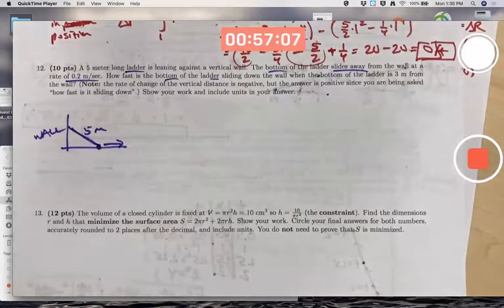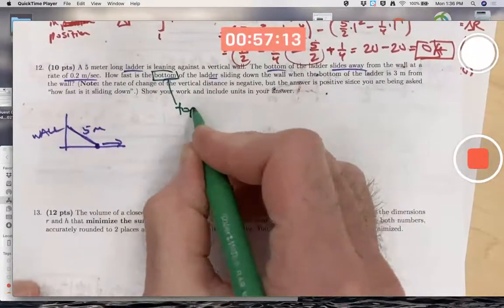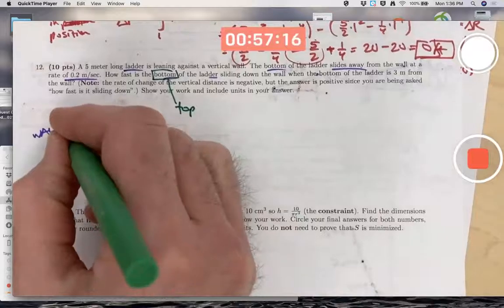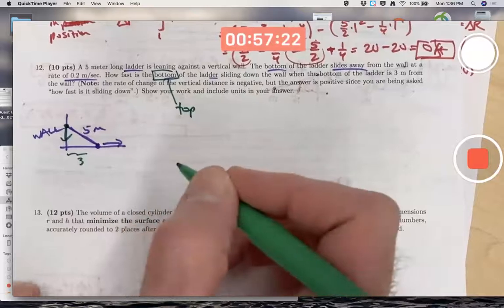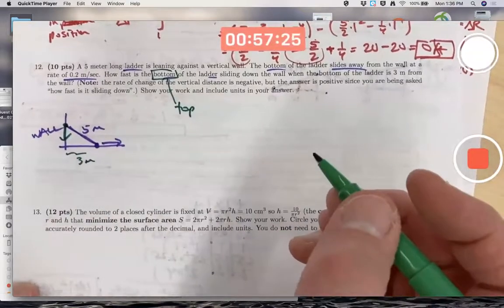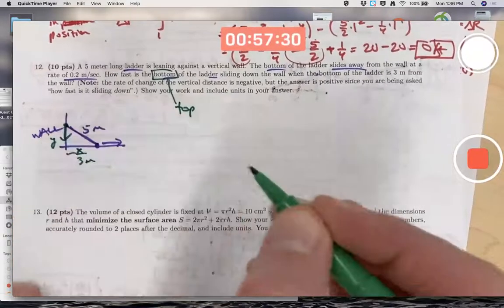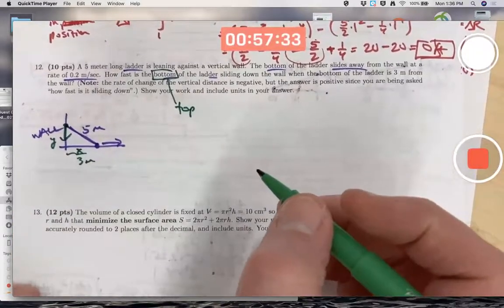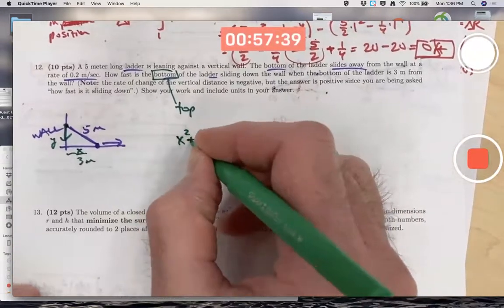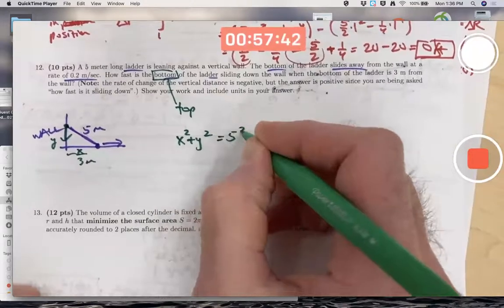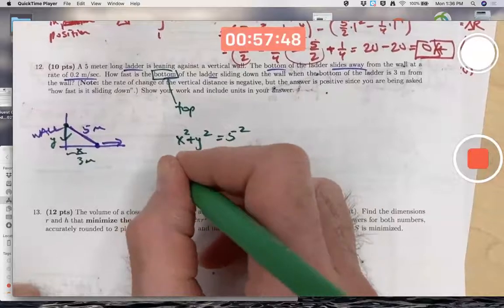There's a typo here. It should be the top of the ladder. How fast is the top of the ladder sliding down the wall when the bottom of the ladder is 3 meters away? It's a related rates problem. You'd maybe want to call this x and this y and realize that x and y depend on t, time. They are changing over time. The 5 is not. The hypotenuse of that right triangle is always 5. But x and y are changing over time, right?